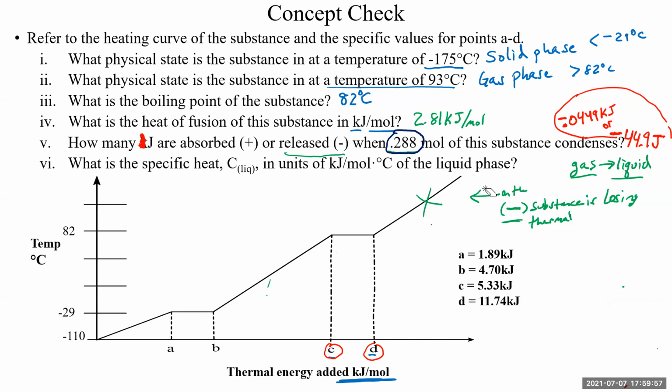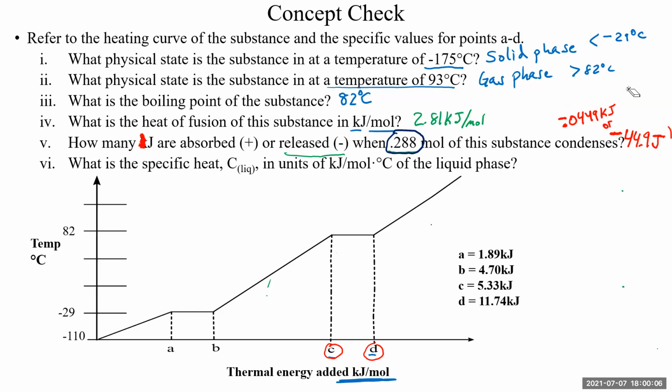But let me, I'm talking while I'm cleaning up here. To figure out the specific heat of the liquid, different physical states have different specific heats. So for example, we learned that water has a heat capacity of 4.184 joules per gram Celsius, right? But ice has a different heat capacity. Steam has a different heat capacity from the liquid. So if we're looking at the liquid here, we're looking from here to here.